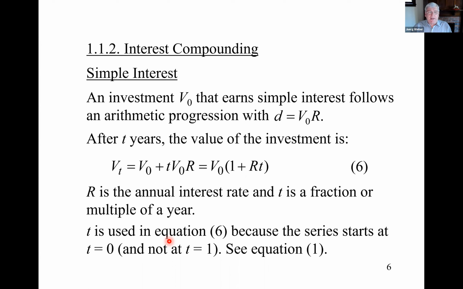Now, let's go to interest compounding or interest calculations. So-called simple interest is actually based on an arithmetic progression. Our invested capital V0 increases in a stepwise fashion. And the step is just calculated as the initial capital times the interest rate. So if our initial capital is maybe $100, the interest rate is 5%, then D will be $5 per year.